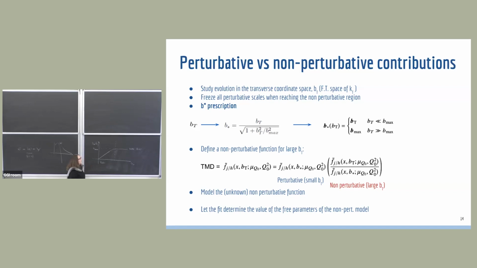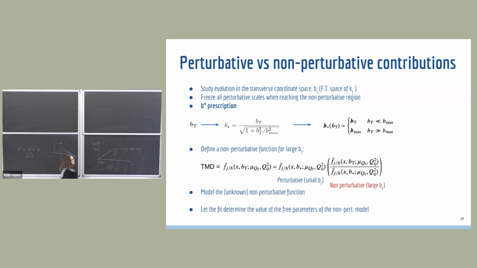And so what you are left with is the perturbative part of the TMD, multiplied by the ratio between the full TMD and the TMD evaluated at b star, which is completely and fully non-perturbative, okay? It's a very simple mechanism, but it's efficient. It's an efficient way to separate out what is perturbative from what is non-perturbative, meaning what is reliable at small bT compared to what is reliable at large bT, okay?